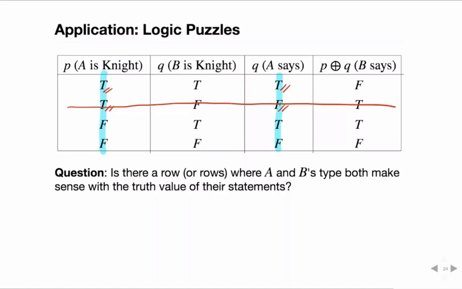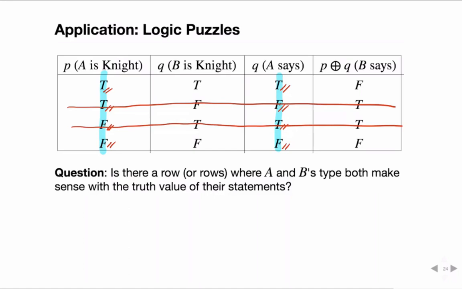Now I'm going to move on to the third row. In the third row, P is false, and so that means we're assuming that A is a knave. And if I look at the truth value of A's statement, it's true. Again, this is not consistent. This is not possible, because if A was a knave, then the thing that he said couldn't be true. And so that means that this row for A is no good. And then finally, let's look at the last row. In this case, P is false, so A is again a knave. And the thing that he or she said is false, and that's consistent, because if A was a knave, then what he said would also be false.